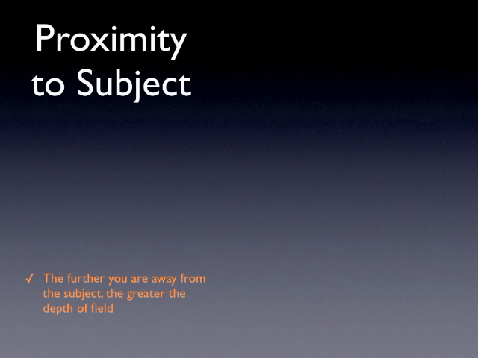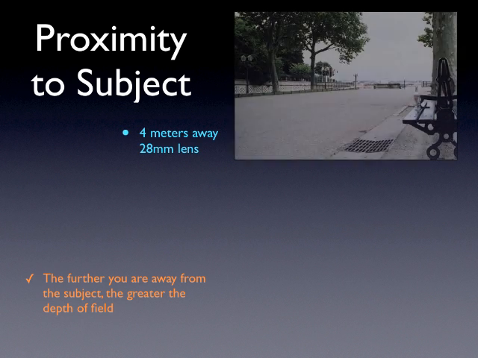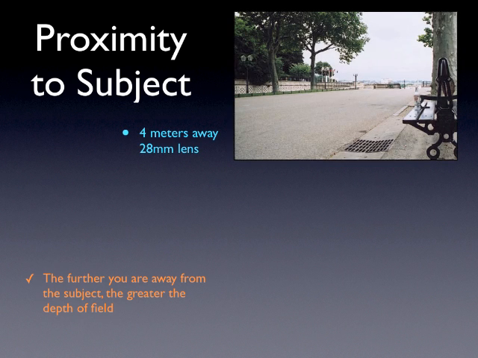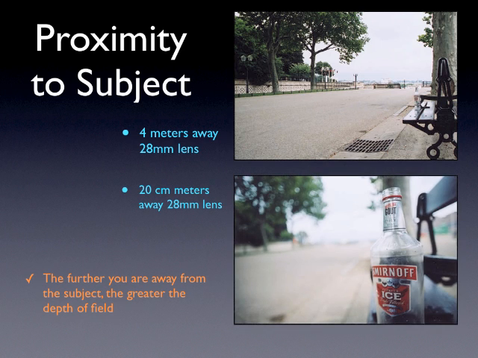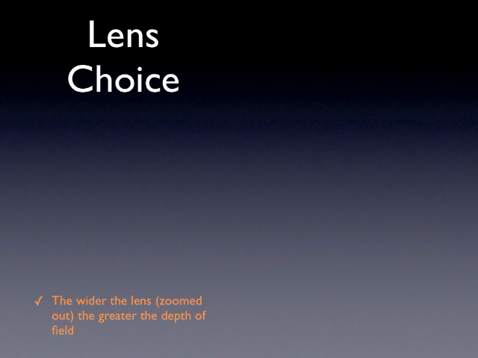Second thing is proximity, how close you are to the subject. The further away you are from the subject, the greater the depth of field. So here we are 2 meters away from that bottle again with a 28mm lens. Now let's get closer with the same lens and see what happens. And look what happens to the background. The closer you are, the more the background gets blurry. So if you want it to be blurry, get close to your subject, and you can see how it changes the effect.